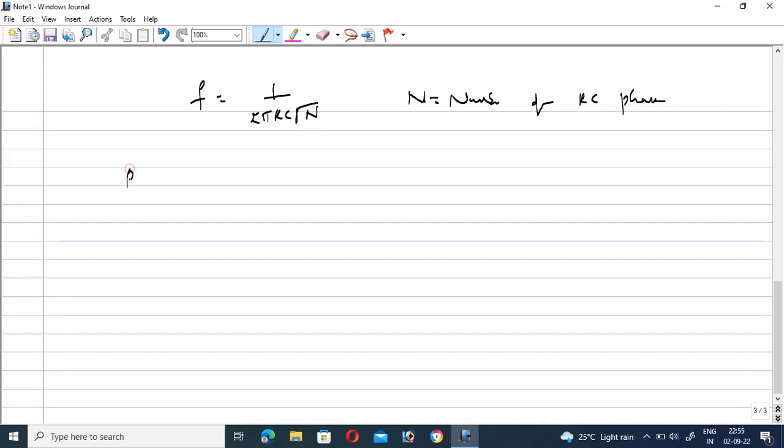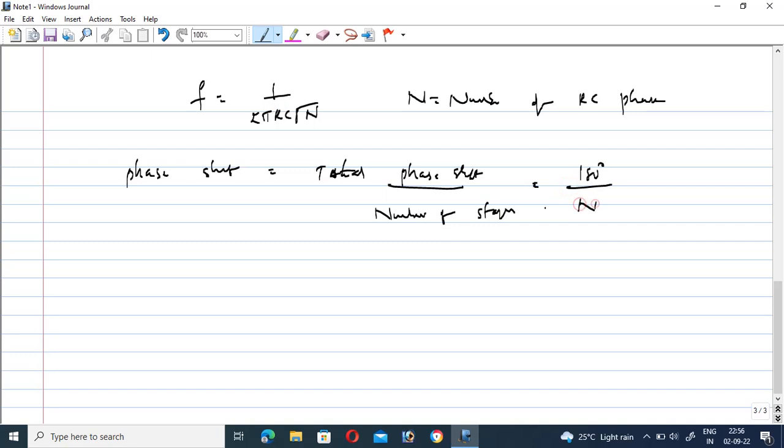Therefore, I have to write one formula: phase shift per stage is equal to total phase shift divided by the number of stages N. The total phase shift is 180 degrees, so if there are 4 stages, 180 divided by 4 is 45 degrees. If you take 3 sections, 180 divided by 3 is 60 degrees produced. So this is the formula for this.